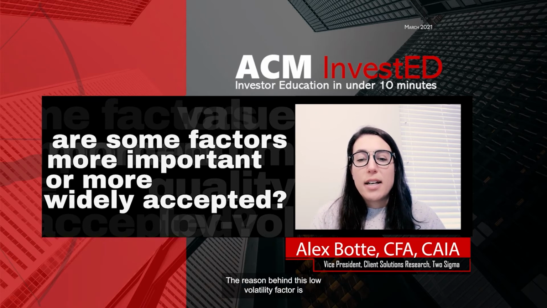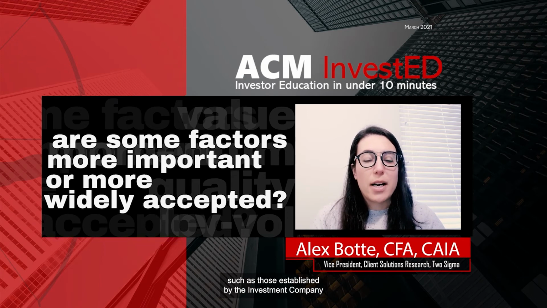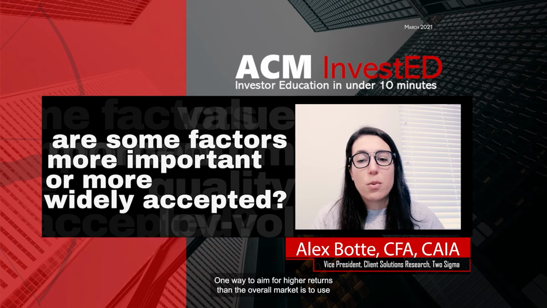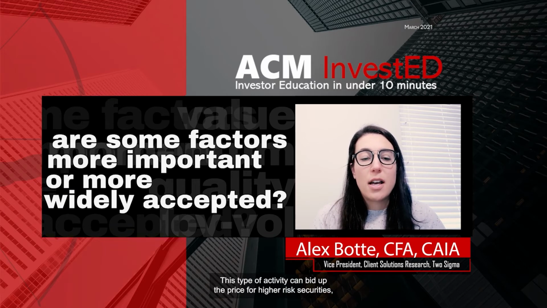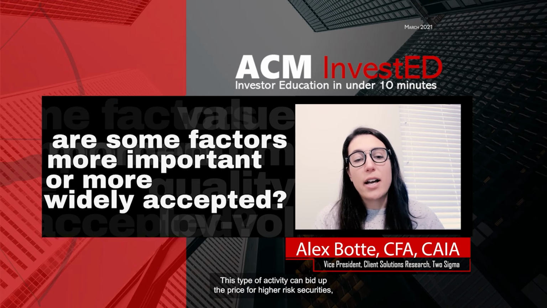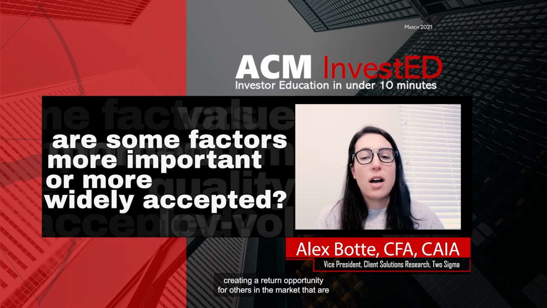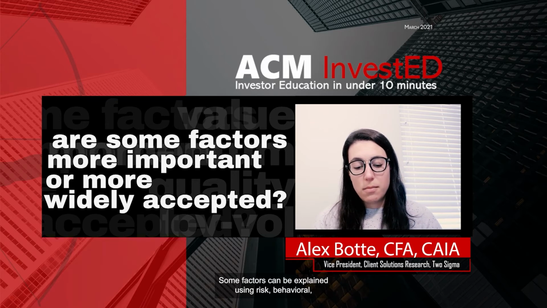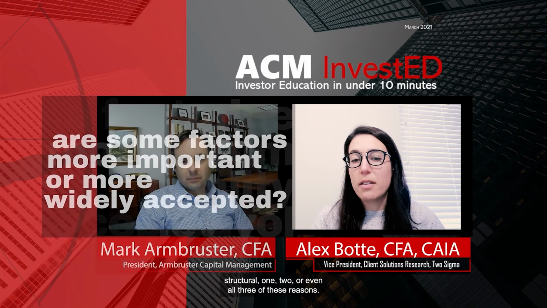And the reason behind this low volatility factor is that some investors face explicit leverage restrictions, such as those established by the Investment Company Act of 1940, which impacts mutual fund managers. And one way to aim for higher returns than the overall market is to use implicit leverage by investing in higher beta or higher risk securities. So this type of activity can bid up the price for higher risk securities, creating a return opportunity for others in the market that are willing to step in and accept lower beta securities. And in order to be attracted to those lower beta securities, there should be an associated return premium for them. So some factors can be explained using risk, behavioral, structural, one, two, or even all three of these reasons.